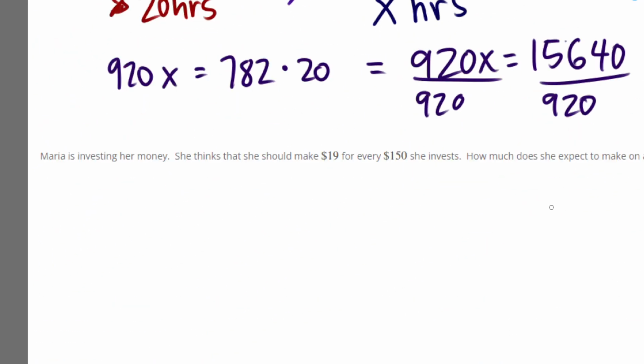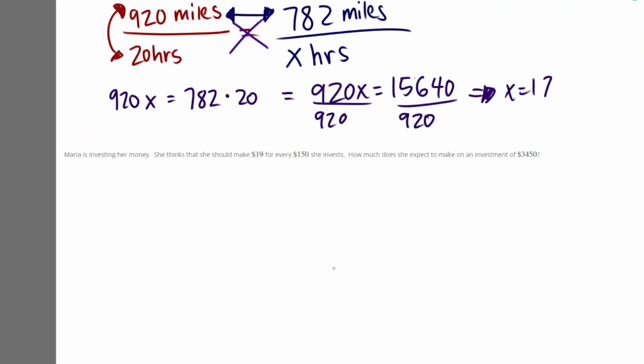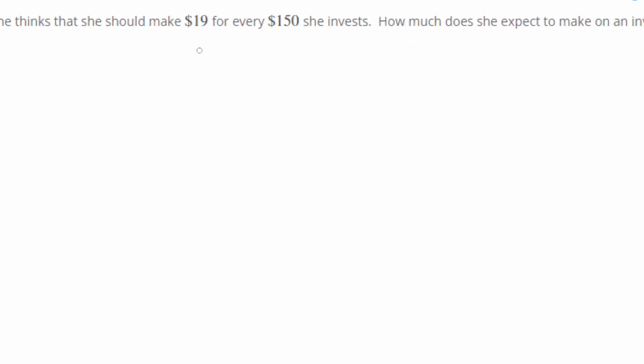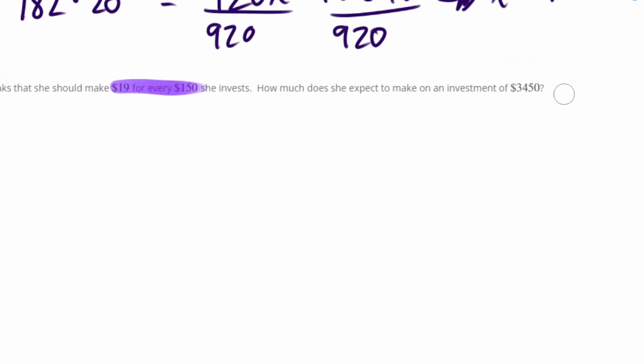So then the next question is also a word problem. We can set this up. This one is saying Maria is investing her money. So she thinks that she should make $19 for every $150 she invests, and she invests 3,450. And so we can set this proportion up with the, again, it doesn't matter which one's on the top or bottom in the first step, as long as you match it up in the second.